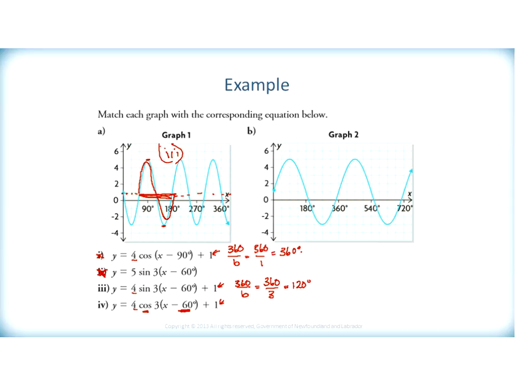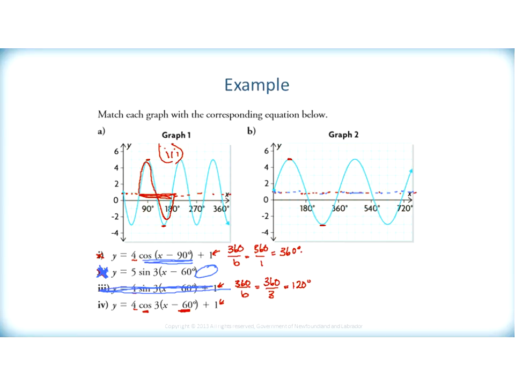Let's have a look at the second graph. We have a maximum of 5 and a minimum of -3, giving us a midline of 1 again. So in this case, I'm going to change color here to blue. In this case, equation 2 is gone again, since the midline here is y equals 1, and this one has a midline of 0. We've already used equation 3, so we're going to have a look at the first equation now.